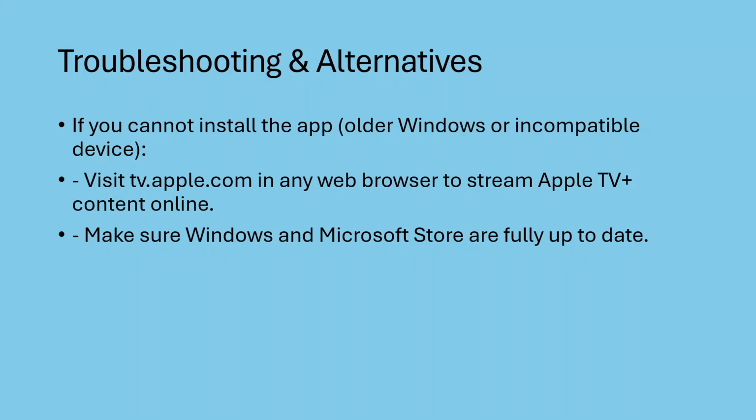If you cannot install the app, this is on older Windows or incompatible devices, then visit tv.apple.com in any web browser to stream Apple TV Plus content online. Make sure Windows and Microsoft Store are fully up to date for smoother experience.